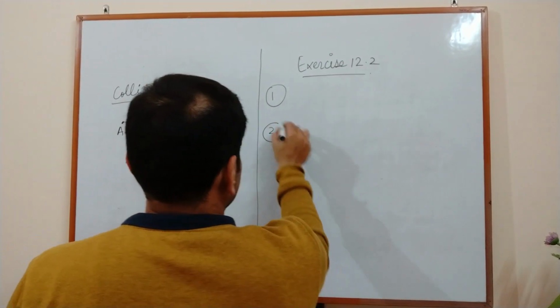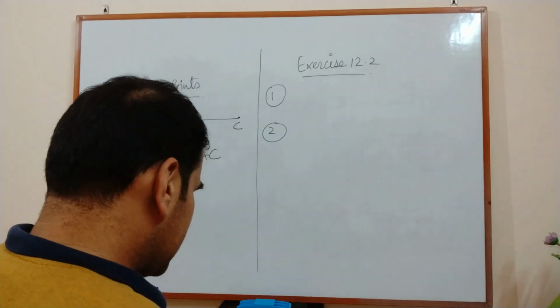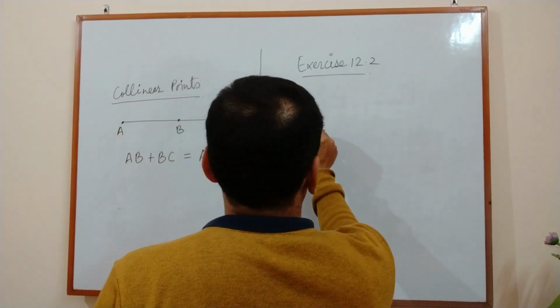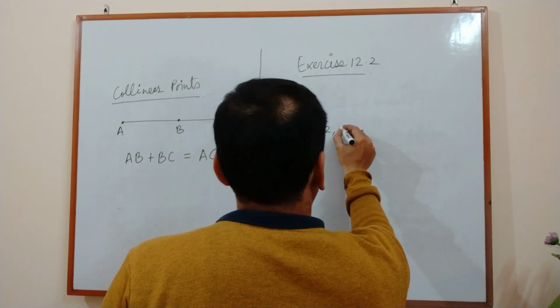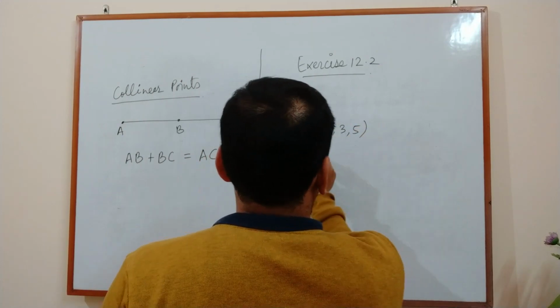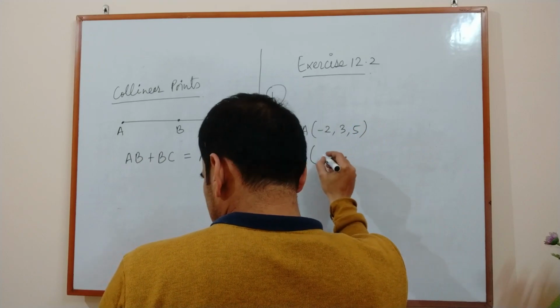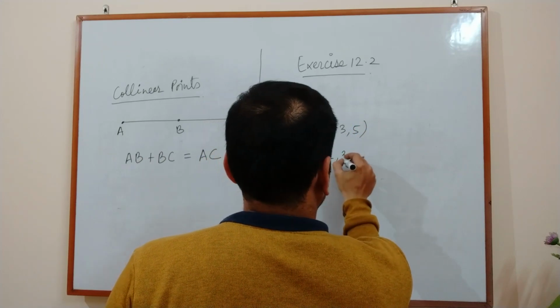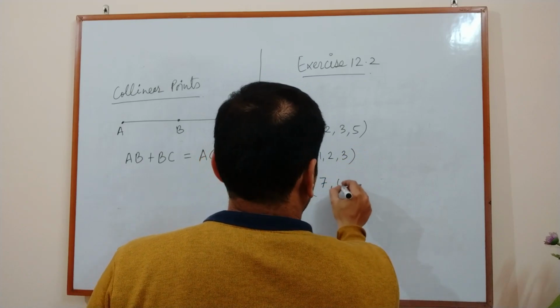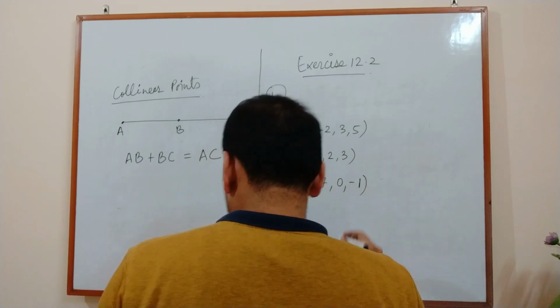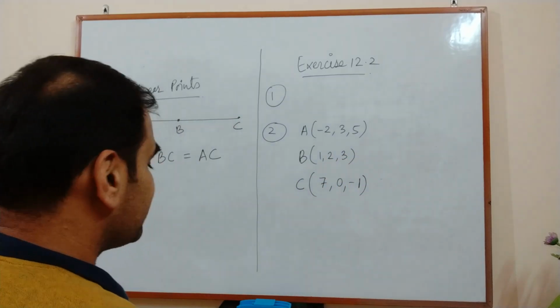Question number 2 is, show that the points are collinear. Yes, we have 3 points here. Let the first point be A, that is (-2, 3, 5). The second point is B, which is (1, 2, 3). And the third point is C, which is (7, 0, -1). We have to show that the points are collinear.